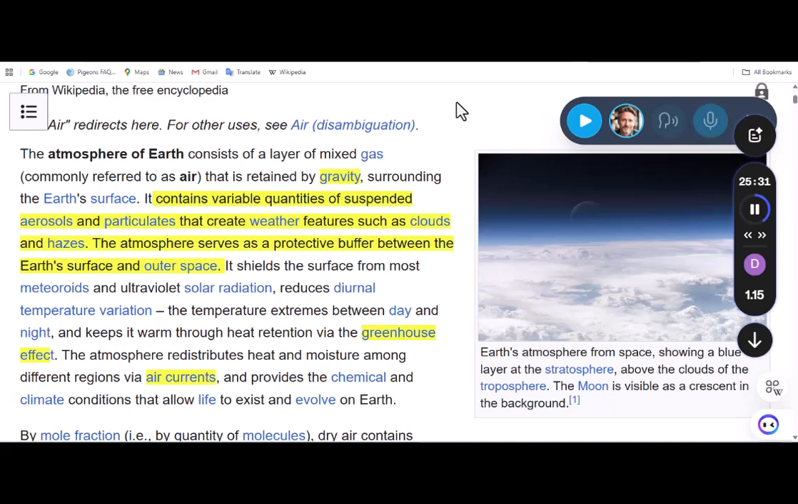Within the 5 principal layers above, which are largely determined by temperature, several secondary layers may be distinguished by other properties. The ozone layer is contained within the stratosphere.